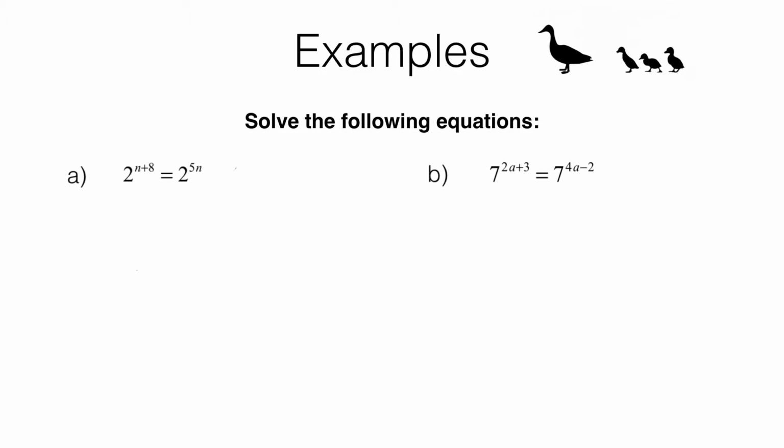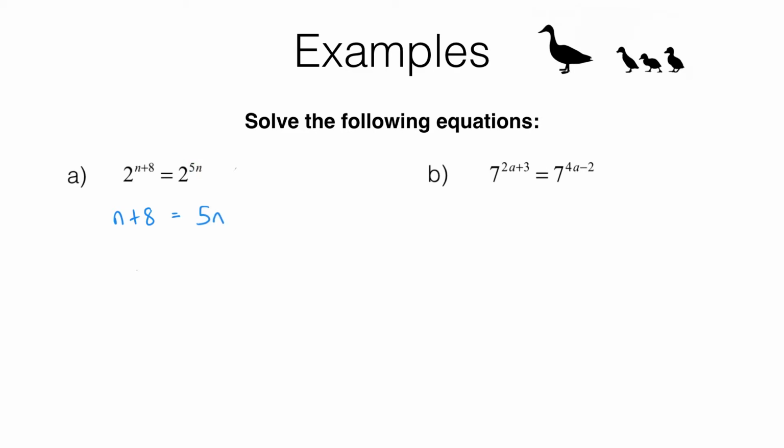Now, we've got two powers. We're told they are equal to each other and they have the same base. That means the indices must be equal as well. So we can say n plus 8 equals 5n.